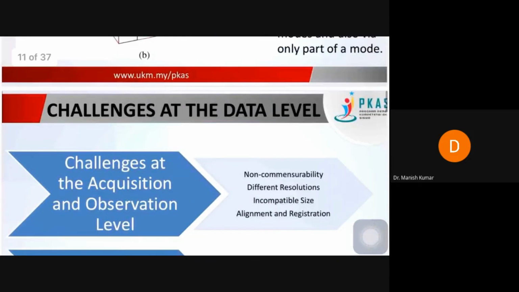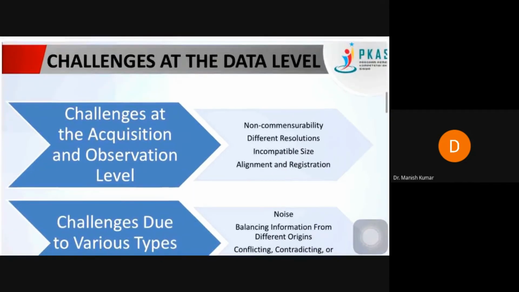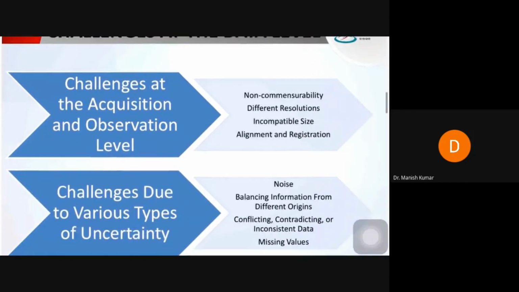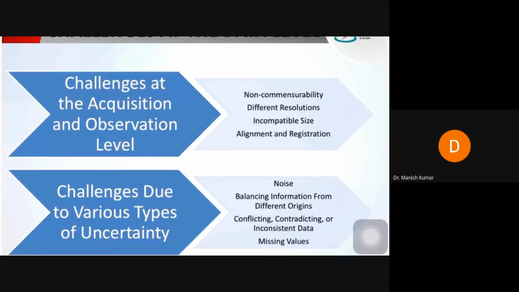Okay, what are the challenges at a data level here? The first challenge is at the acquisition and observation level, where there is non-commensurability, different resolutions, incompatibility of signs, and alignment and registration. These are very common types, and a lot of research has been done in this area, where we are trying to identify algorithms that can help us overcome these limitations.